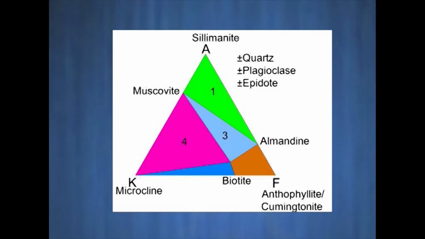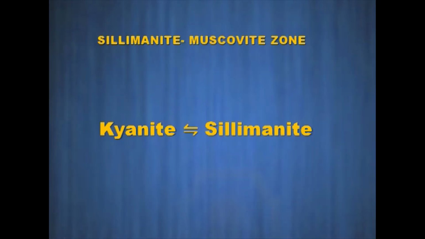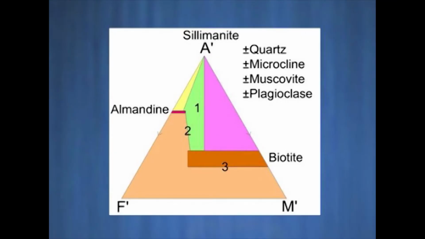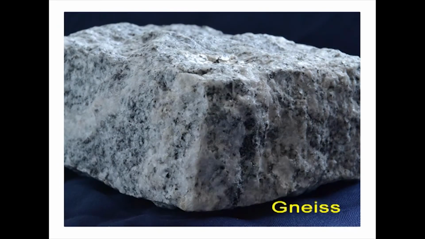Now, the next zone is the sillimanite muscovite zone. The mineral assemblages of the sillimanite muscovite zone are similar to the kyanite zone. Here, kyanite is replaced by the higher temperature aluminosilicate polymorph sillimanite. Kyanite gives rise to sillimanite. Rocks are no more schists. Now, the schists change into gneisses.